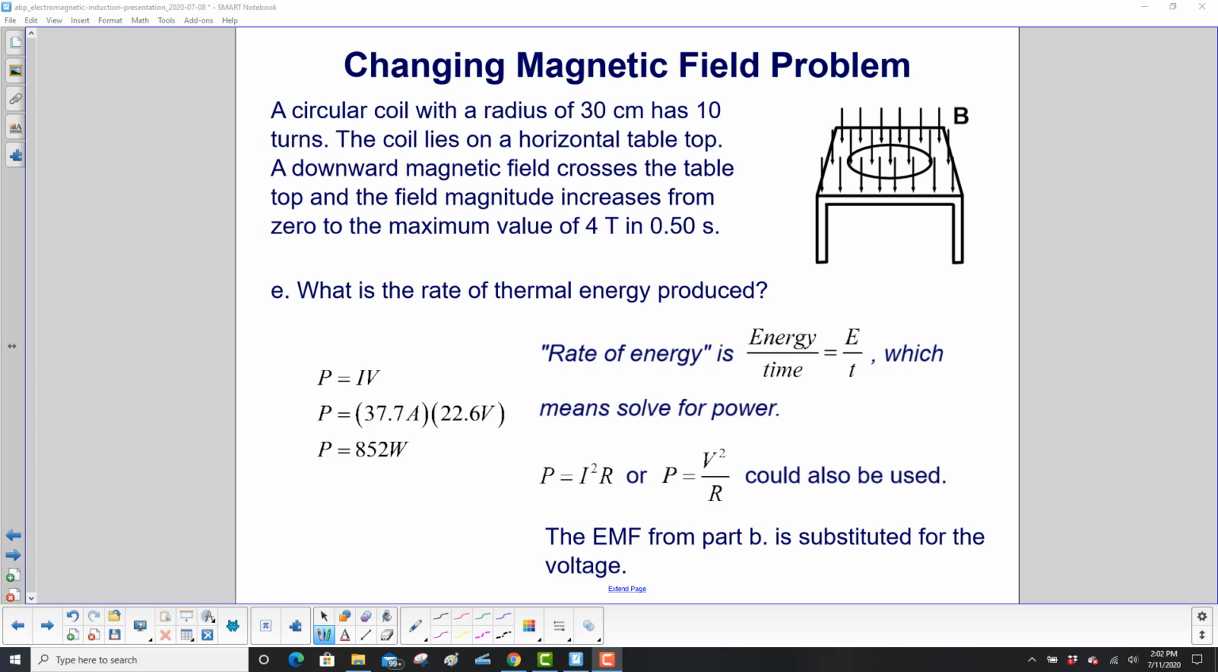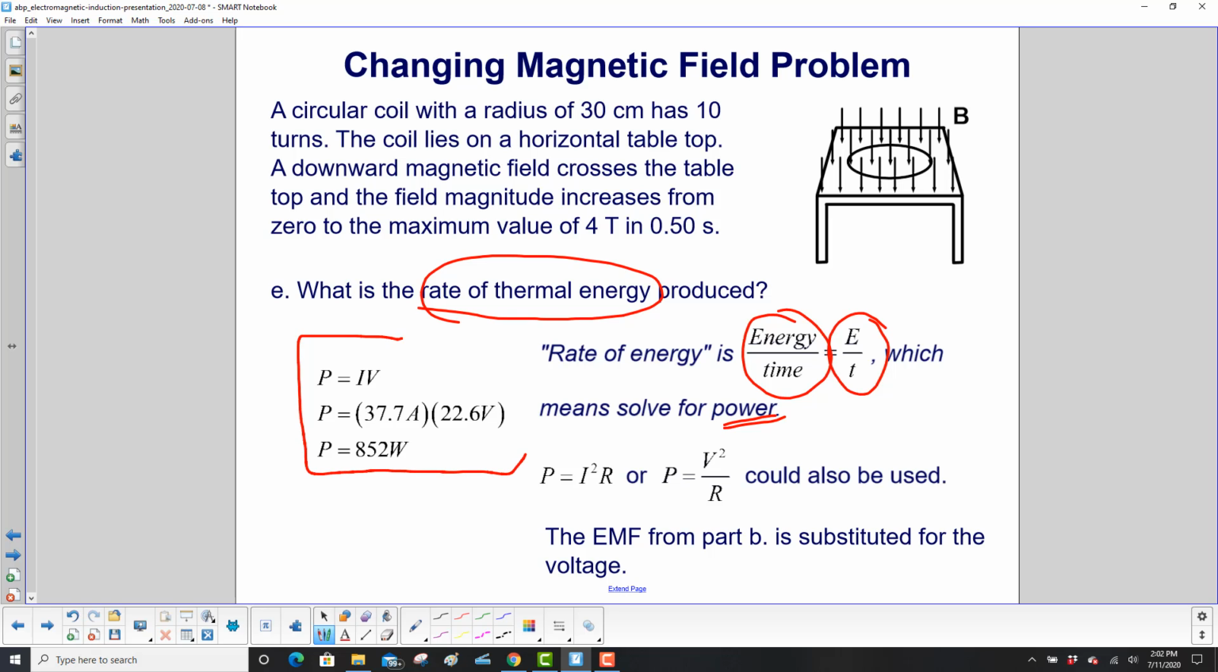What is the rate of thermal energy produced? Well, whenever you see rate of thermal energy, that's energy per time, or E over T. And what's that? That's power. Power is energy over time. Now in a circuit, power equals IV, I squared R, or V squared over R. We'll go ahead and use IV. We multiply the current, very large current, times voltage, not too bad a voltage, and we get 852 watts. So that's a lot of power there. That's like 12 light bulbs.